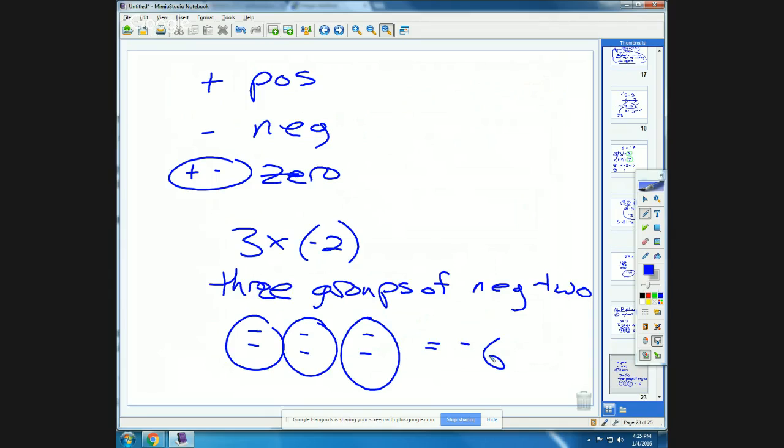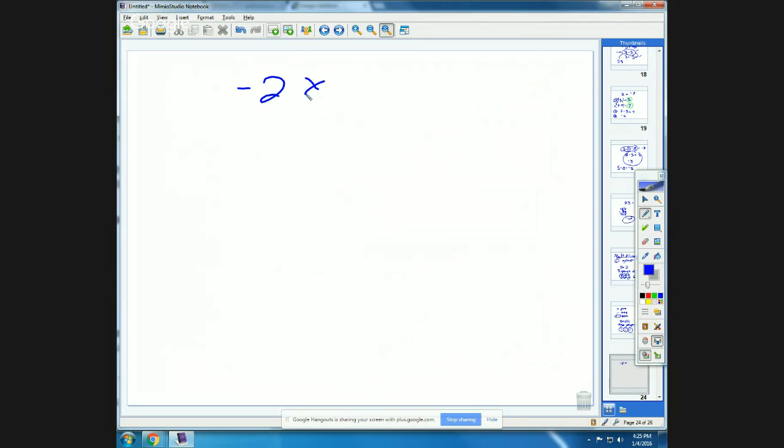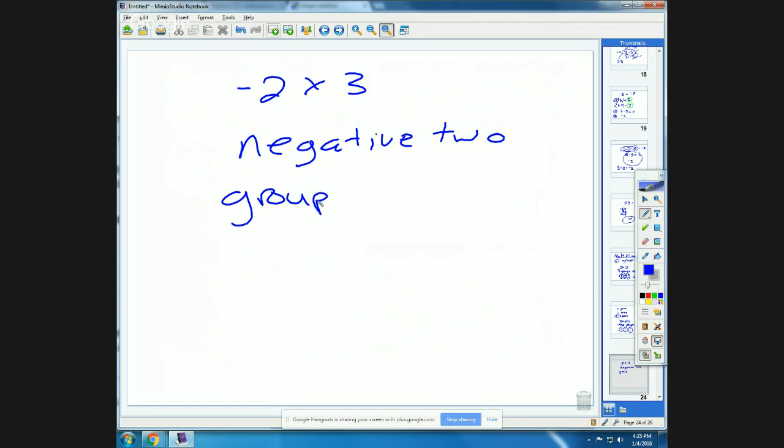Multiplication is commutative, yes or no? Can I switch them and still be okay? Yes. 2 times 3 is the same as 3 times 2? Yes. Absolutely. So can we interpret -2 times 3? Okay, so that would mean I have negative 2 groups of positive 3. What does it mean to have -2 groups? I know what it means to have 2 groups. Not sure what it means to have -2 groups. Yeah, this is a problem.